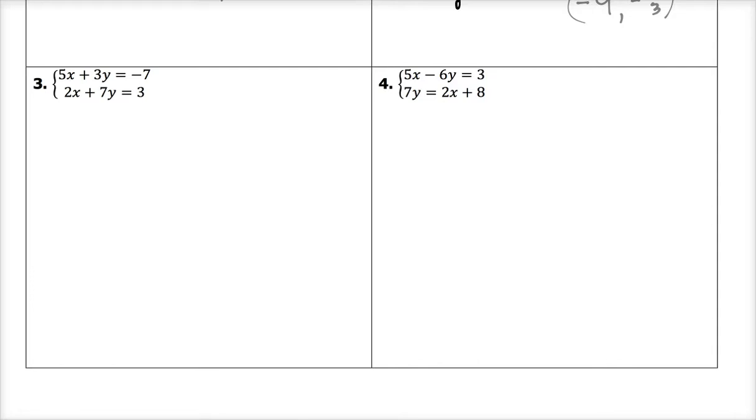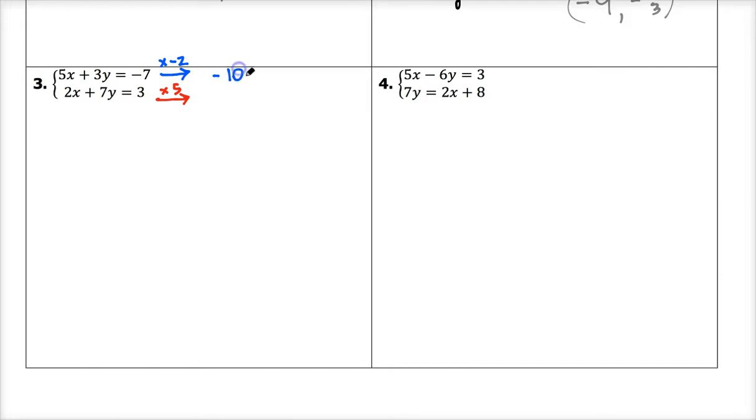So that means my top equation I can multiply by negative 2, and my bottom equation I can multiply by positive 5. I could have also multiplied the top equation by positive 2 and the bottom equation by negative 5. As long as you're getting opposite coefficients, it doesn't matter which one's getting the negative here.